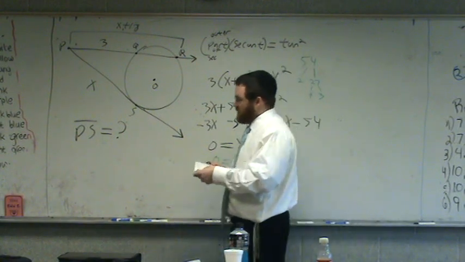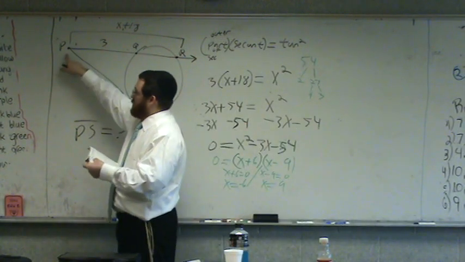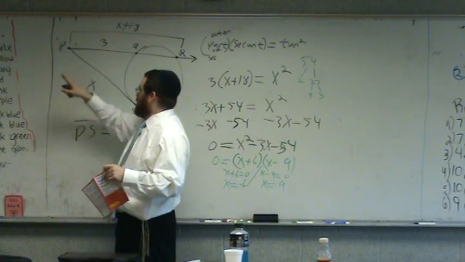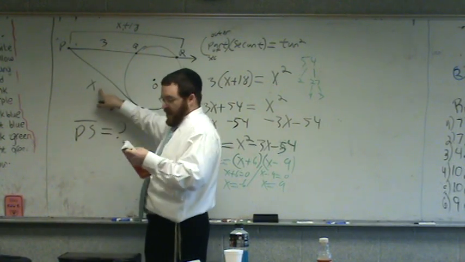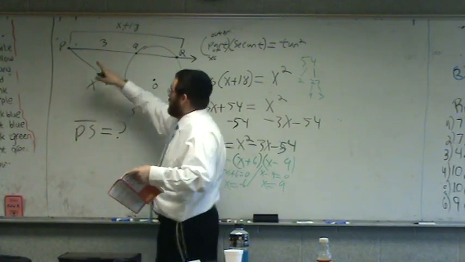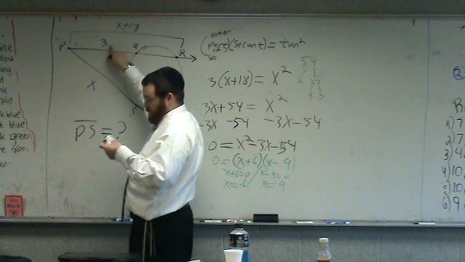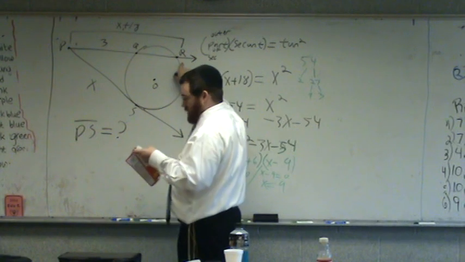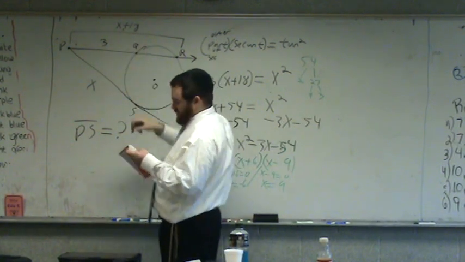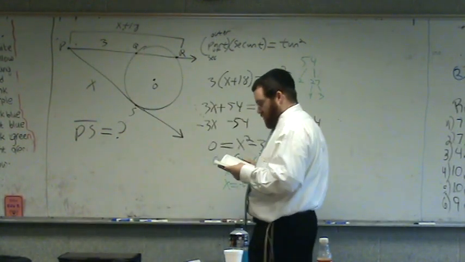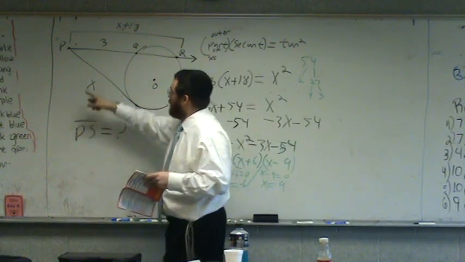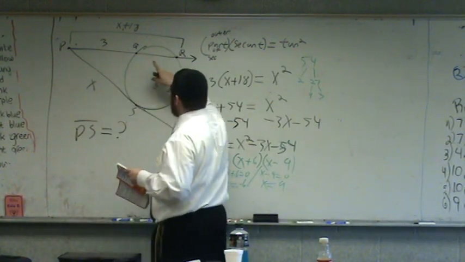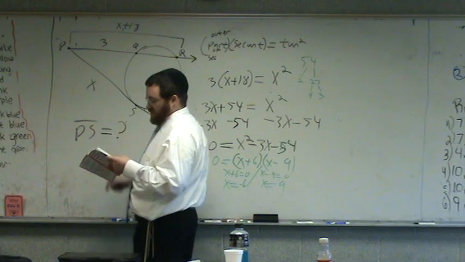Now, PS is equal to x. And PQ is equal to 3. And PR, which is the whole secant, is equal to x plus 18. Now, what is the length of PS?